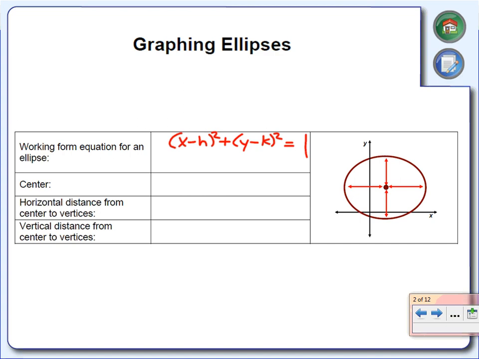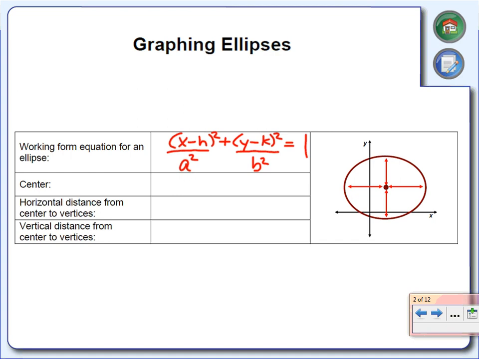Now, along with this, we're going to have a little something extra down here at the bottom of our x minus h and our y minus k. Below the x minus h, we're going to have an a squared. And below the y minus k, we're going to have a b squared. And we'll talk about what that represents here in a second. But that's the equation we're going to be working with today. You'll notice very, very similar to the equation of a circle.